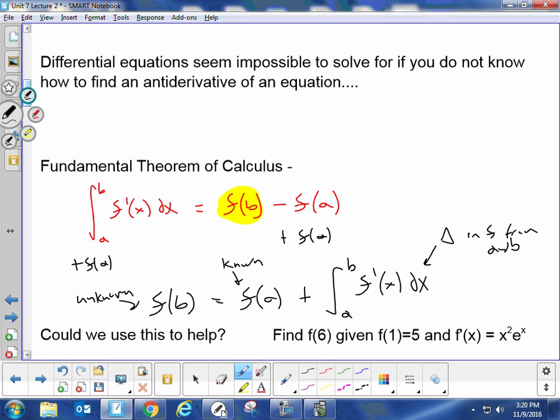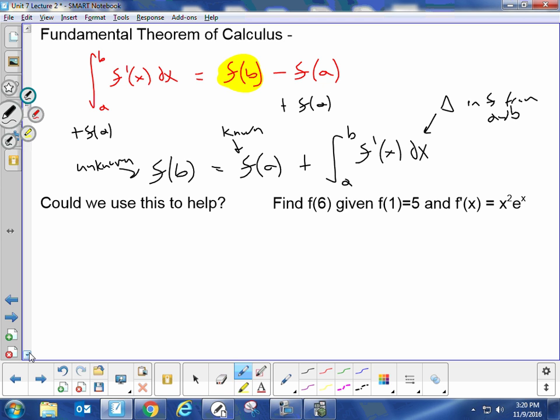So can we use this to help? For sure. Let's say I have a calculator handy, and I have this derivative, and I don't know how to take the antiderivative, but I'm asked to find f of 6. Well, here is my unknown f of b. Here's my known f of a. Here is f prime. If I want to find f of 6, I just need to take f of 1 and add the change in f between 1 and 6, which is the same as the area under f prime.